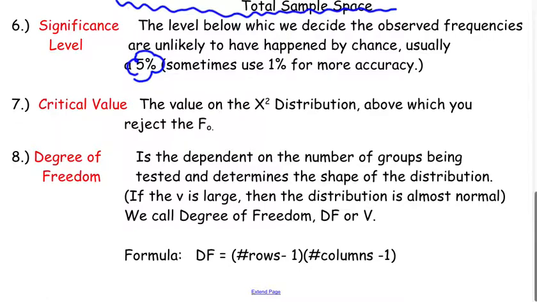Degree of freedom. You'll hear that. It is dependent on the number of groups being tested and determines the shape of the distribution. V is the degree of freedom, that's what IB textbooks use, and DF is more the American way. So the formula we use for the degree of freedom is the number of rows in the sample minus 1 times the number of columns minus 1.